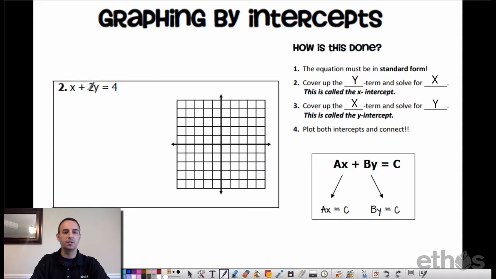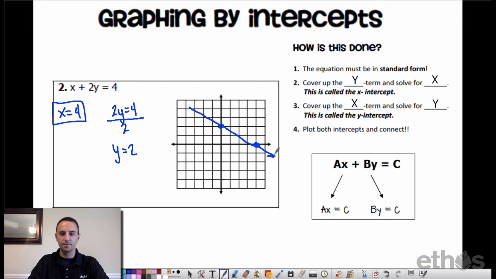So again, just like before, this time I'm not going to draw the box, but I'm going to say, okay, x is equal to 4, and 2y is equal to 4. Well, this one's great because that's already solved. Divide everything by 2, y is equal to 2. So x is 4, y is 2, and there's my line. It's a tremendous shortcut over solving it for slope-intercept. And you can see that that's a whole lot faster.